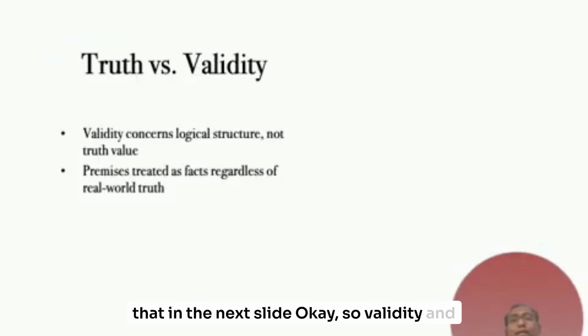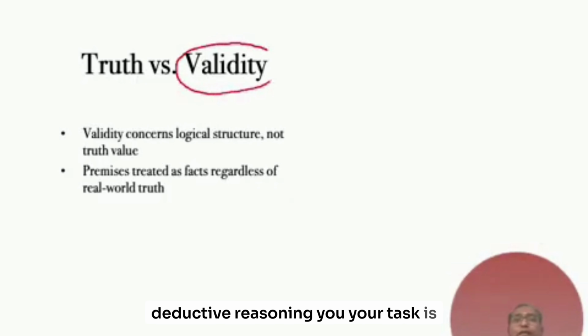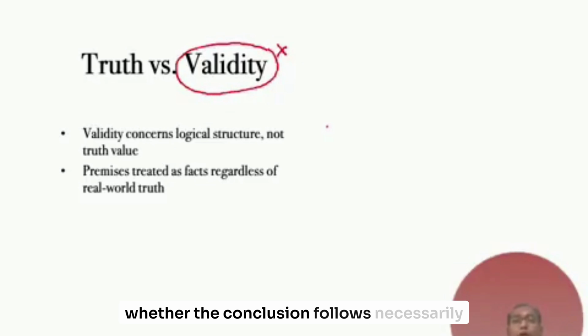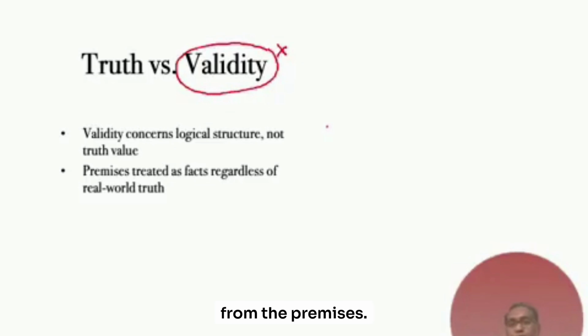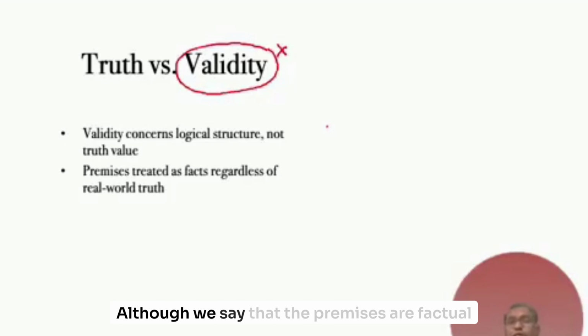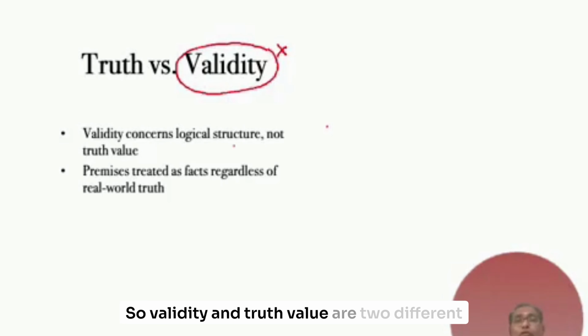Validity and truth are two different things. In deductive reasoning, your task is to check the validity of the conclusion, whether the conclusion follows necessarily from the premises. In that, there is the assumption that you're not looking at the truth value of the premises. Although we say that the premises are factual statements, we assume that they are factual in order to use the laws of logic here. So validity and truth value are two different things.